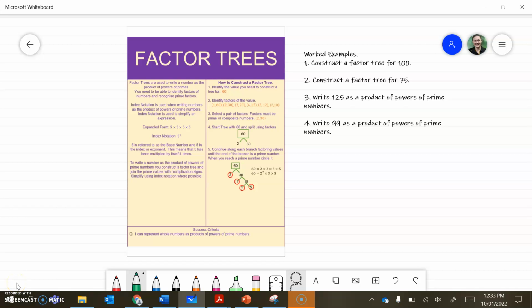Factor trees. So we use these to write a number as the product of powers of prime. So you need to be able to identify factors of a number and recognise which ones of those are prime factors. When we're writing our numbers as the product of powers of prime, we use our index notation.